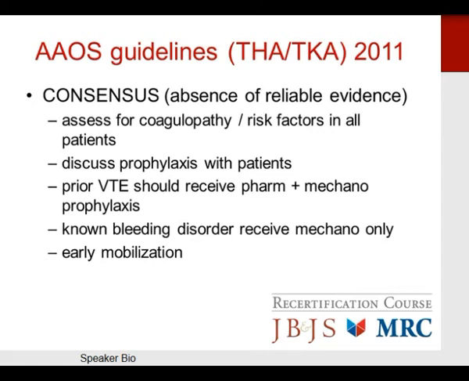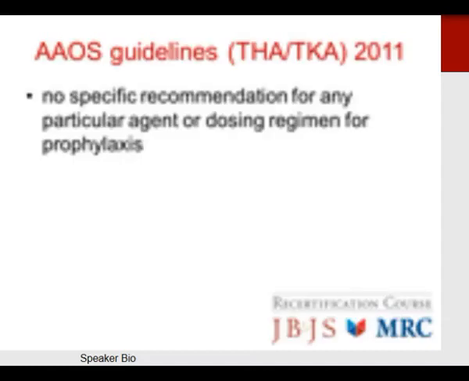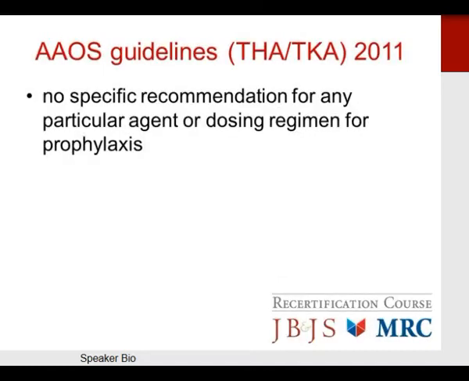There's a number of consensus guidelines they have, in the absence of reliable evidence, that orthopedic surgeons should utilize when they're trying to assess patients for DVT or PE prophylaxis after surgery. It's important for all orthopedic surgeons to assess for coagulopathy and risk factors. It's important to discuss that prophylaxis with your patients. Those patients who've had a prior DVT or PE should receive some sort of pharmacological and mechanical prophylaxis. Those patients who have a known bleeding disorder should receive mechanical prophylaxis only. It's important for all orthopedic patients to undergo early mobilization. The AAOS has no recommendation for any particular agent or dosing regimen for prophylaxis. So it's basically up to the orthopedic surgeon's discretion.